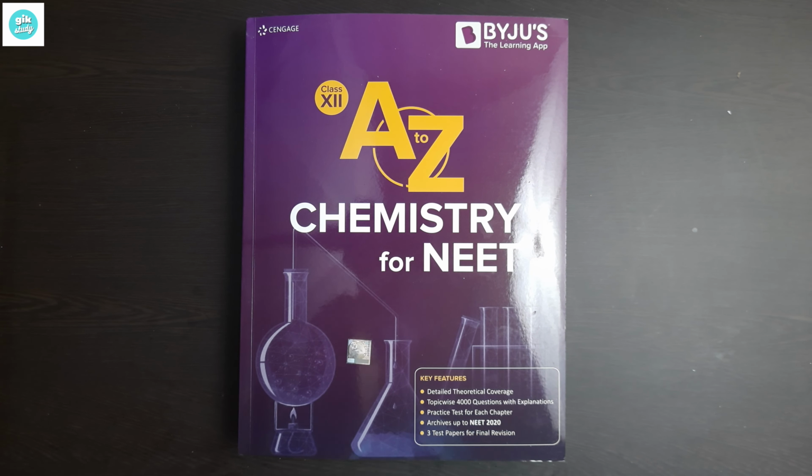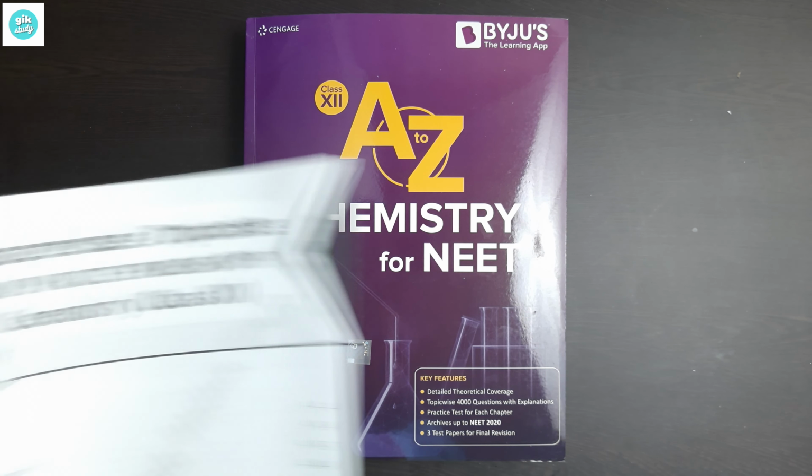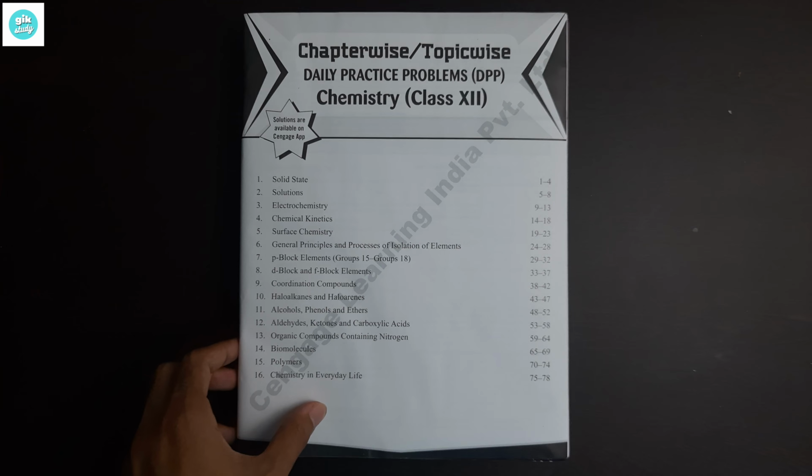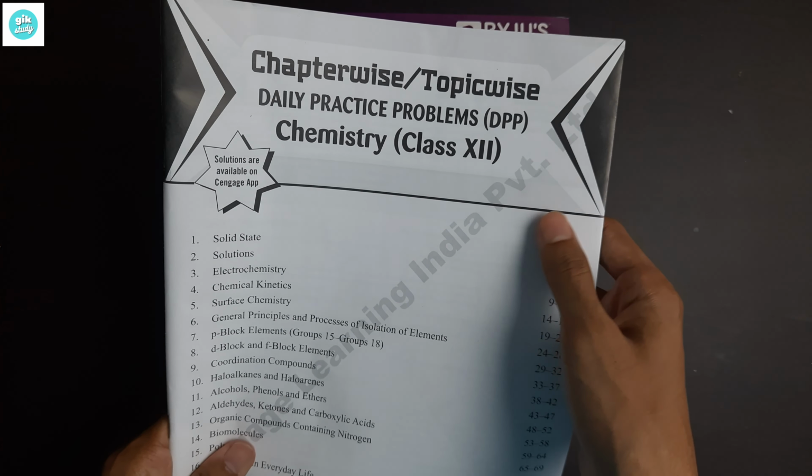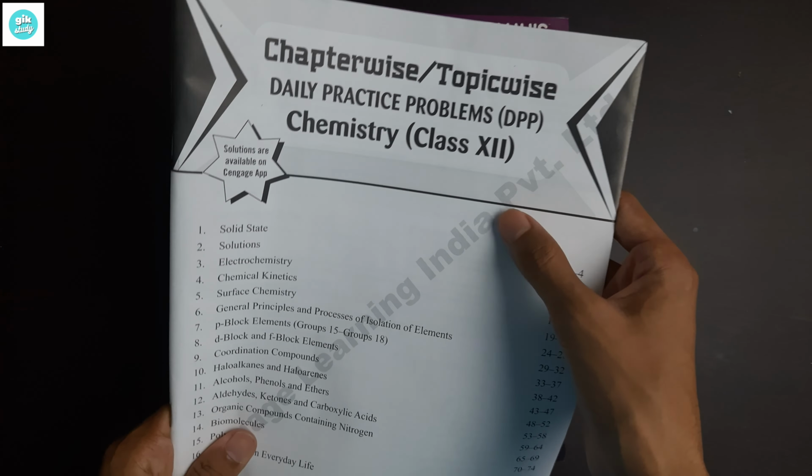Oh wait, here's the DPP. I almost forgot about this. So you can see the DPP. Chapter wise or topic wise daily practice problems, chemistry class 12. The solutions are available on the Cengage app. Here's also the chapters.